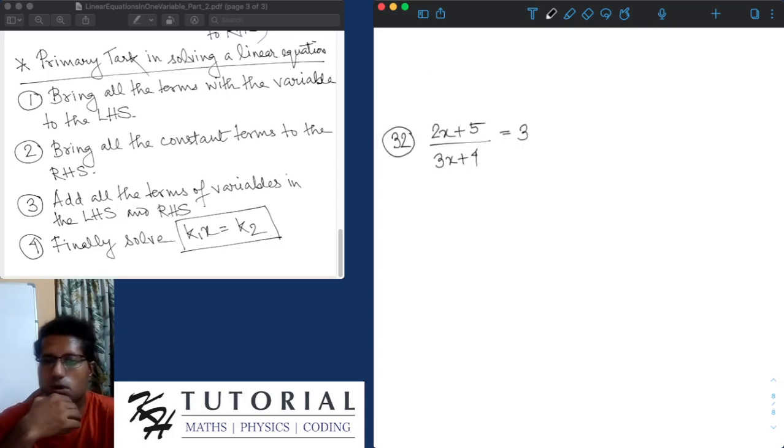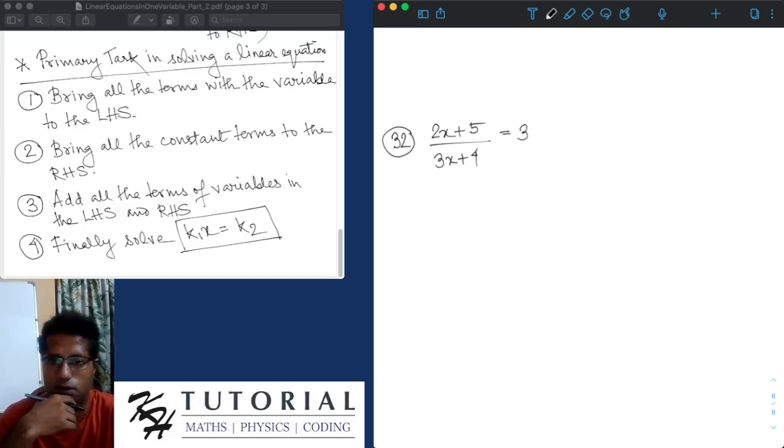But the concept also works similarly for this kind of problem. Since the only term that has a denominator in rational form is 3x plus 4, I will multiply both the LHS and RHS by 3x plus 4.